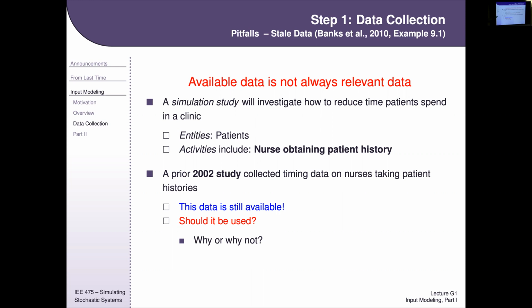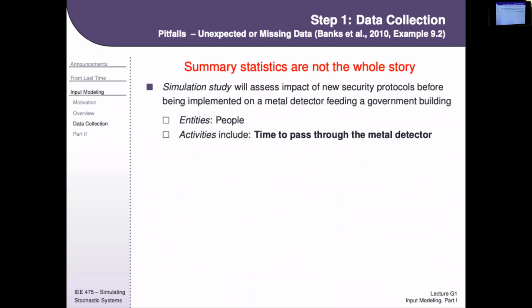So 20 years ago, this activity of taking patient history was a totally different activity. If you were to use this data, you would bias your study, because this data would end up taking a lot longer in this portion of the simulation study for the nurses taking the patient history. So that's an example of where, even though data are available, these data are really for a totally different system. It's not for the modern system. So that's one kind of example.